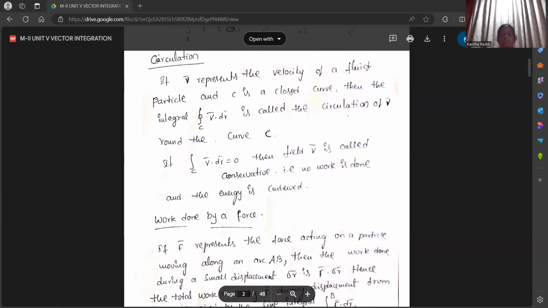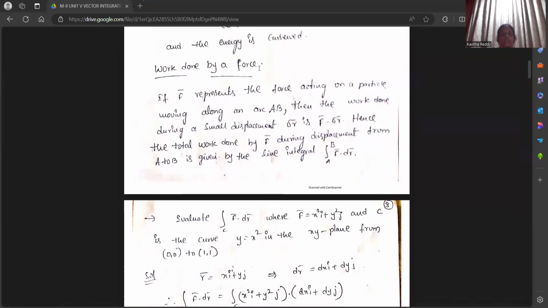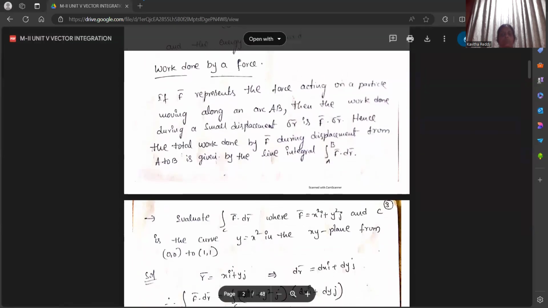Next we'll discuss work done by a force. If F bar represents the force acting on a particle moving along an arc AB, then the work done during a small displacement del R is F bar dot del R. Hence, the total work done by F bar during displacement from A to B is given by the line integral.